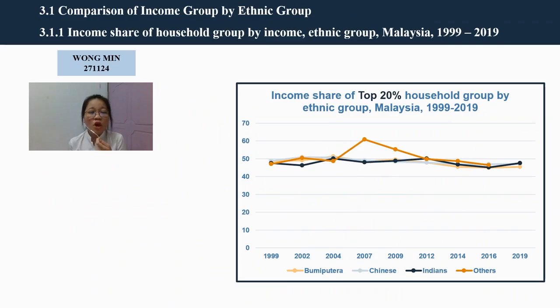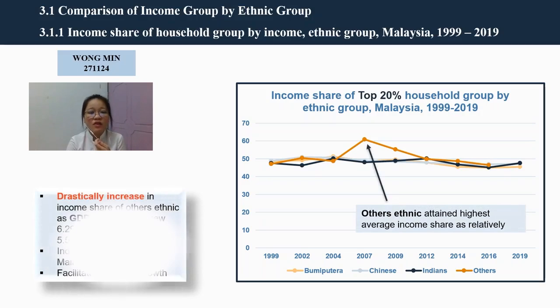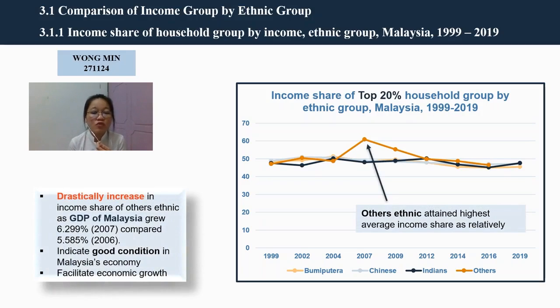So we continue with the comparison of income groups by ethnic group, and we compare using the income share and mean of monthly household gross income between T20, M40 and B40. So for T20, Other NA is the highest. It is because of the drastic increase in income share in 2017, as the GDP of Malaysia also grew in 2017. When there is this increase in GDP, it indicates a good condition in Malaysia, and it facilitates economic growth. So this is the reason why Other NA achieved the highest income share as compared to the others.